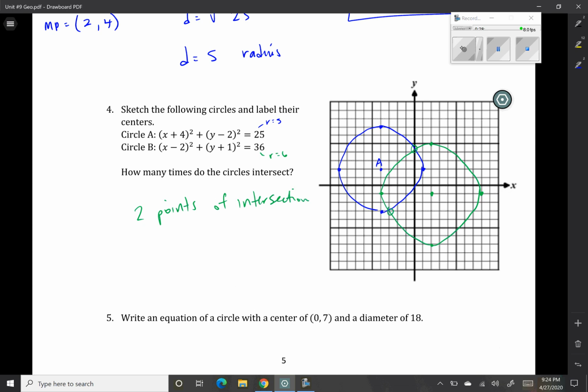Yes, there is a way of actually finding those points of intersection, but we don't need to do that. I'm just concerned whether or not you can graph a circle or at least understand what the graph of the circle looks like.